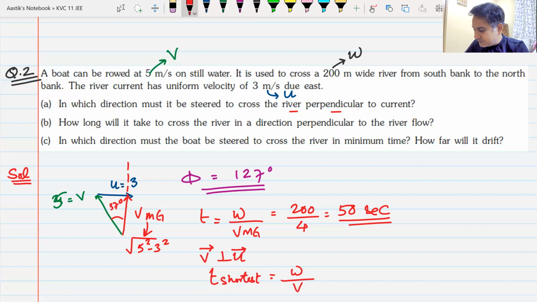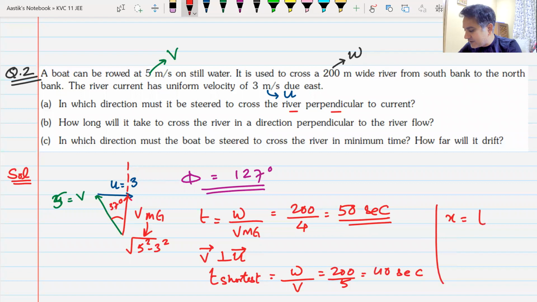W divided by V, 200 divided by 5, and that is 40 seconds. Shortest time. How far will it drift? To find out the drift, we multiply the time with the velocity of the river. So it is 120 and not 150. Do we understand this? Don't multiply it by 50, multiply it by 40.